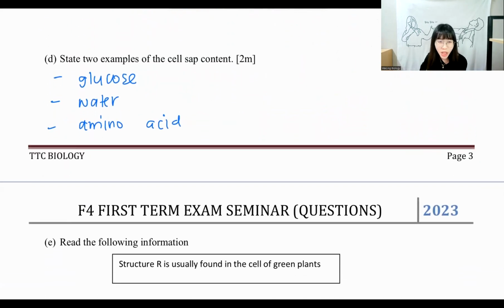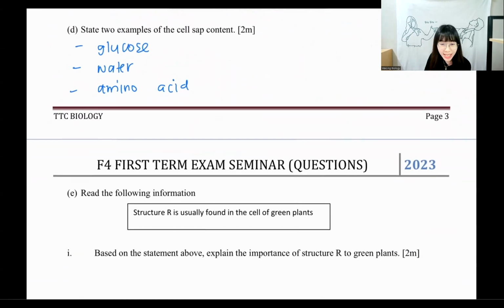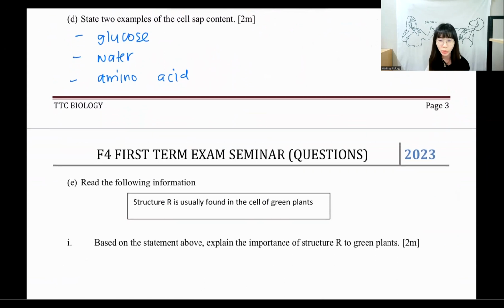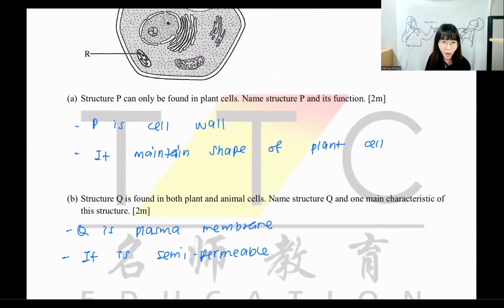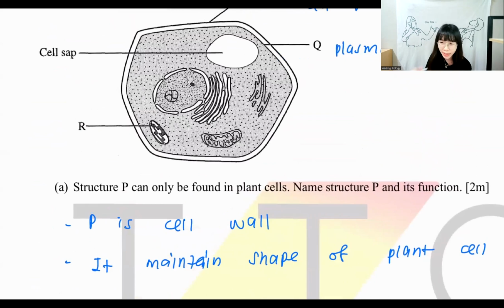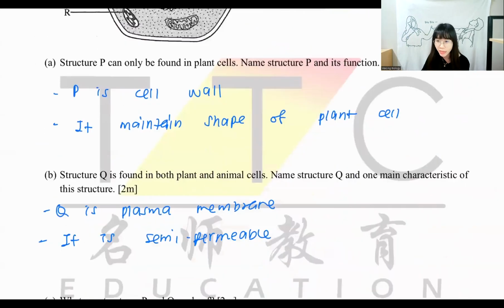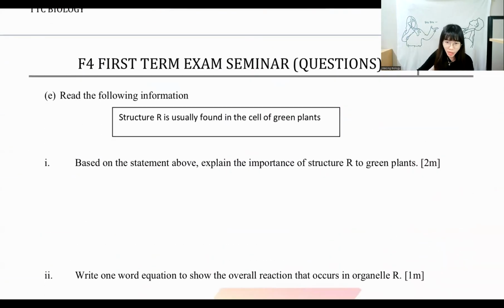So next, read the following information. Structure R is usually found in the cell of a green plant. Based on the statement above, explain the importance of structure R to green plants. If you look at structure R over here, what do you think structure R is? What is R? They look like a KLCC kind of thing, the Baymax eyes kind of thing. This is a chloroplast. Very good. So first we can say R is chloroplast.